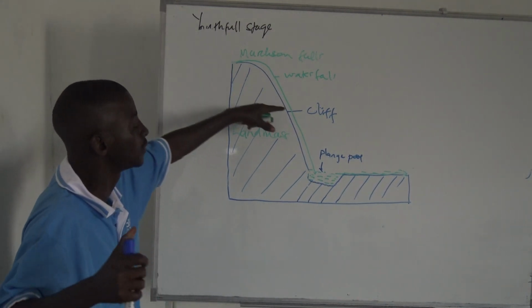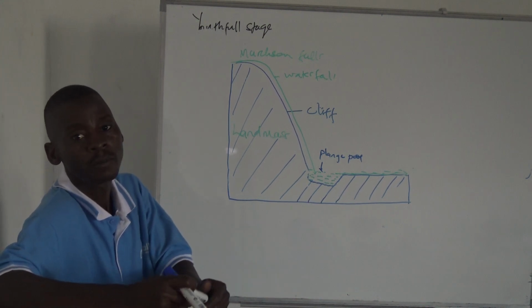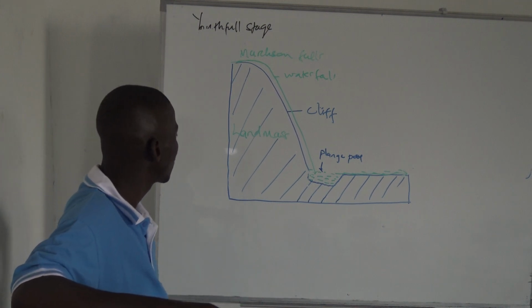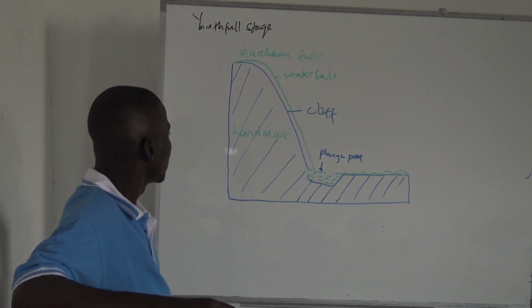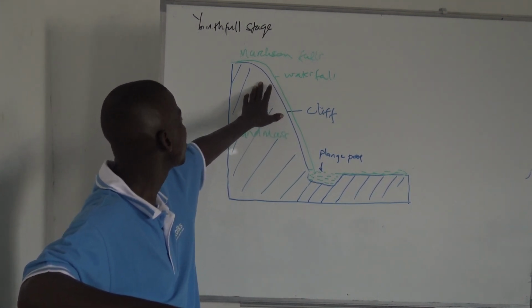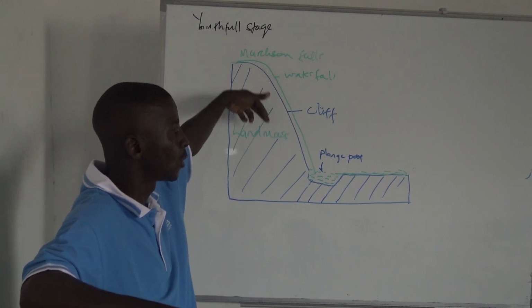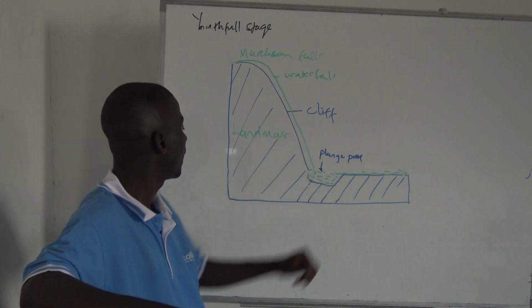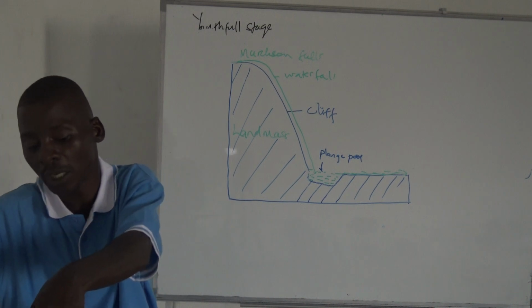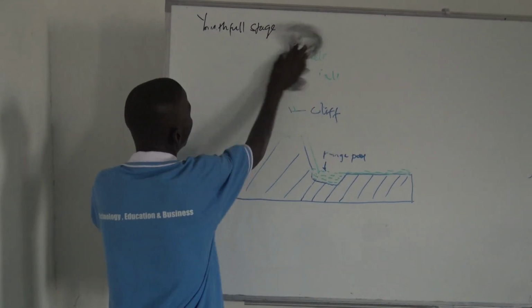So these three features are all found in the youthful stage of the river. The cliff, which is a rock that has resisted erosion. The waterfall, where water is dropping over a steep slope, and then the plunge pool. Another feature we can talk about in the youthful stage are potholes.